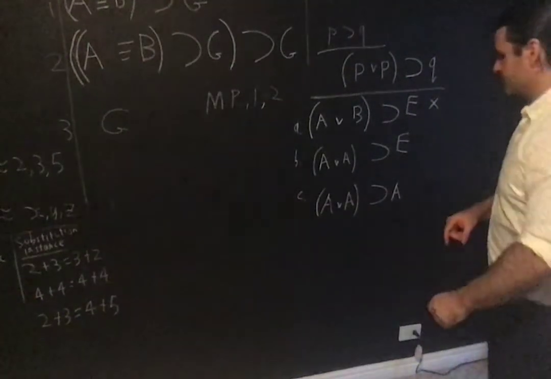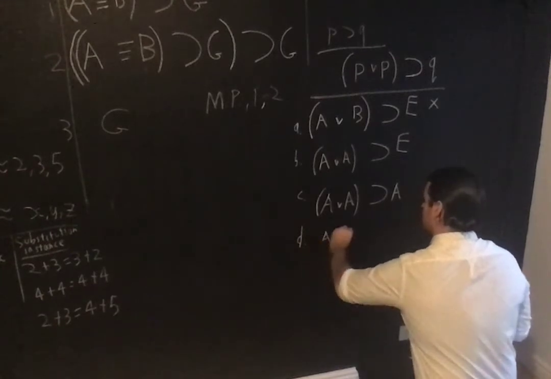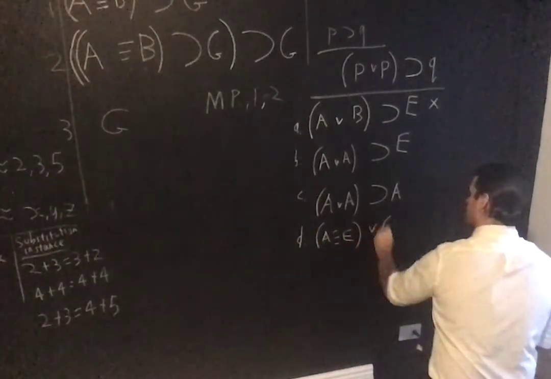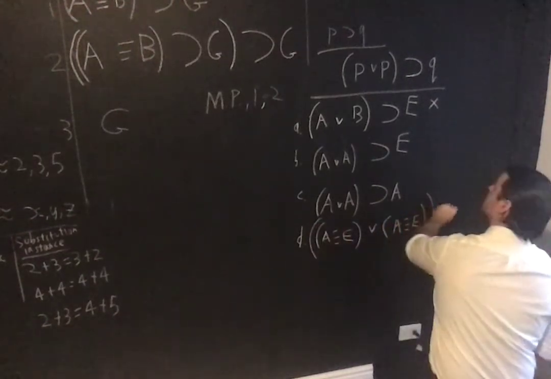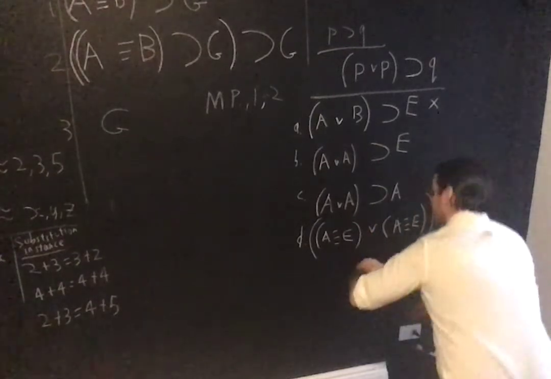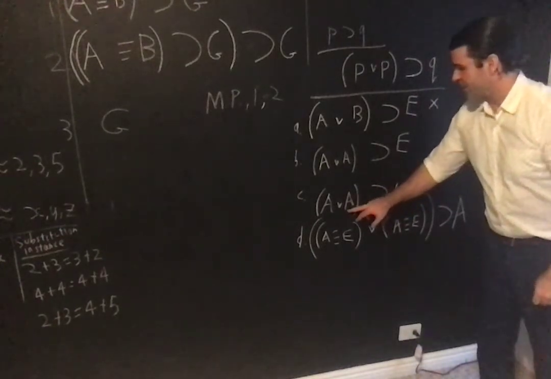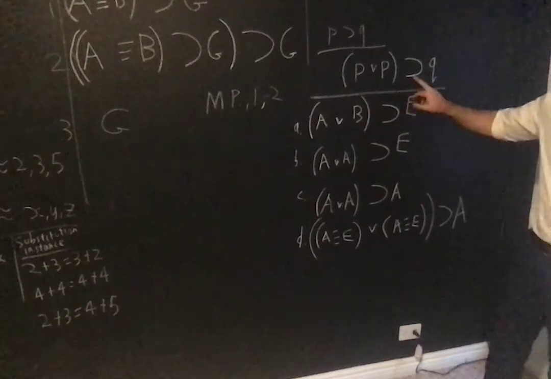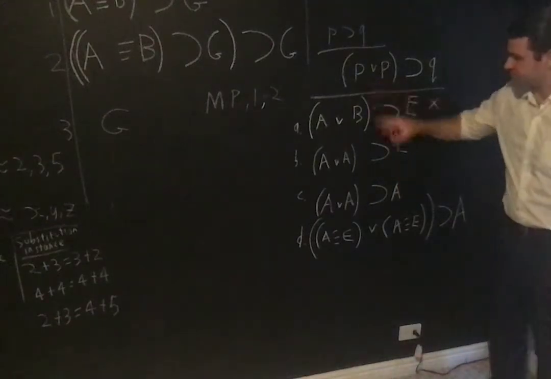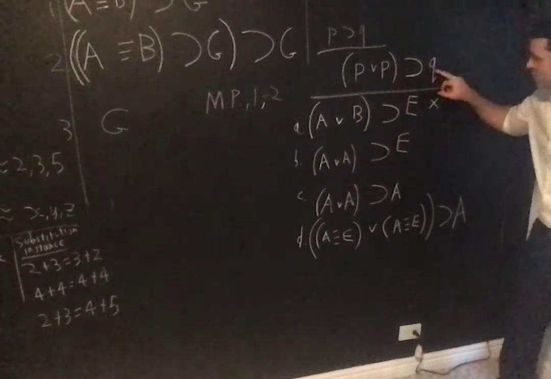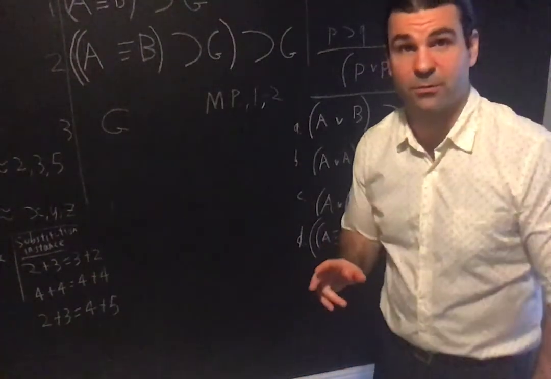What about C? We can do another one. Okay, C is A or A, hook A. Is this of this form? What's your answer? Yes, it is. Why? Because I've substituted A for P, and I've also substituted A for Q. I'm allowed to do that. That's legal, right?